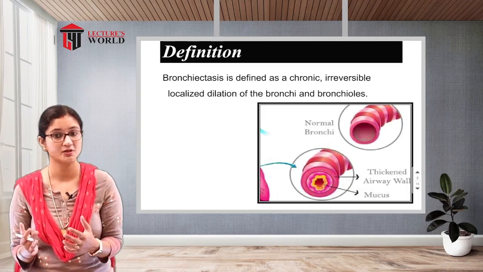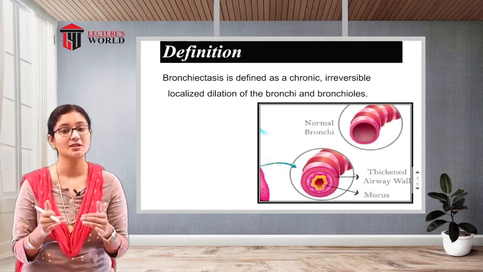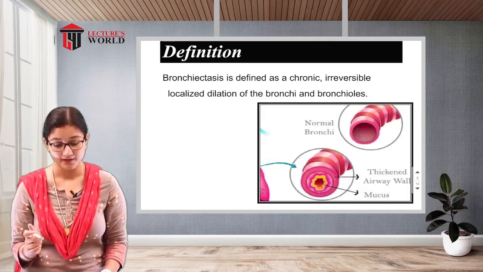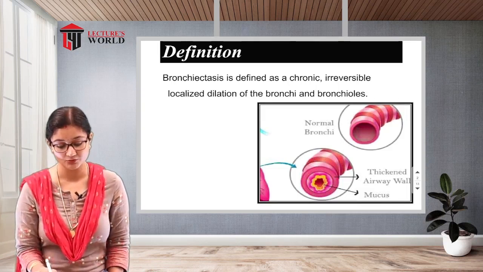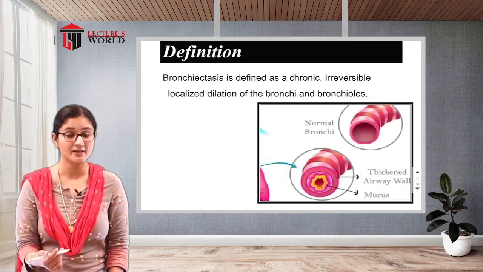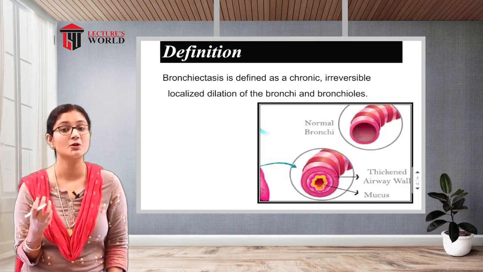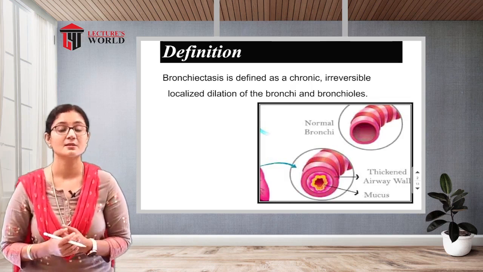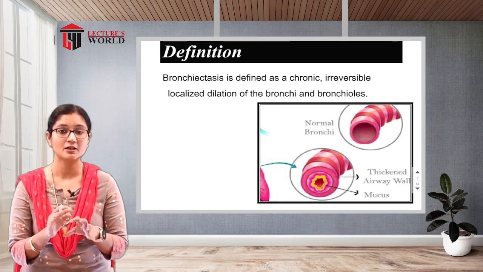You know what bronchioles are, right? Bronchi are there, then further divisions, you see segments forming, and then bronchioles are there. So what is happening over here? Most commonly, as you can see in the picture, there is dilation and a greater amount of mucus secretion. Why this is happening, we'll see more in the pathophysiology, but I hope you understood the definition.